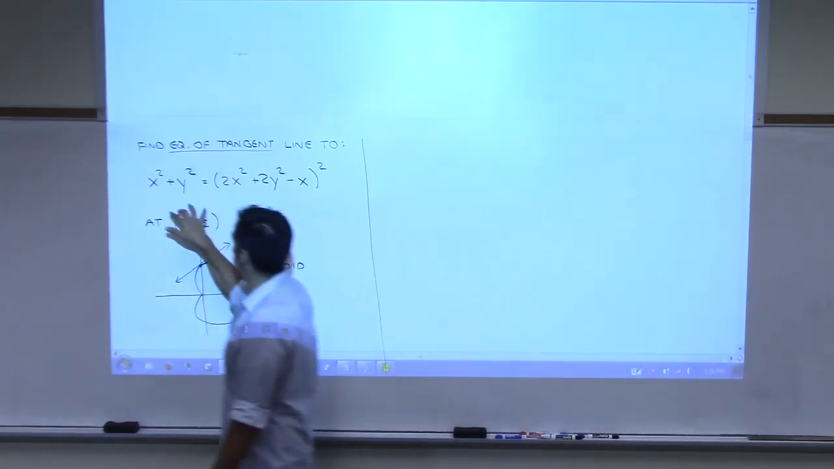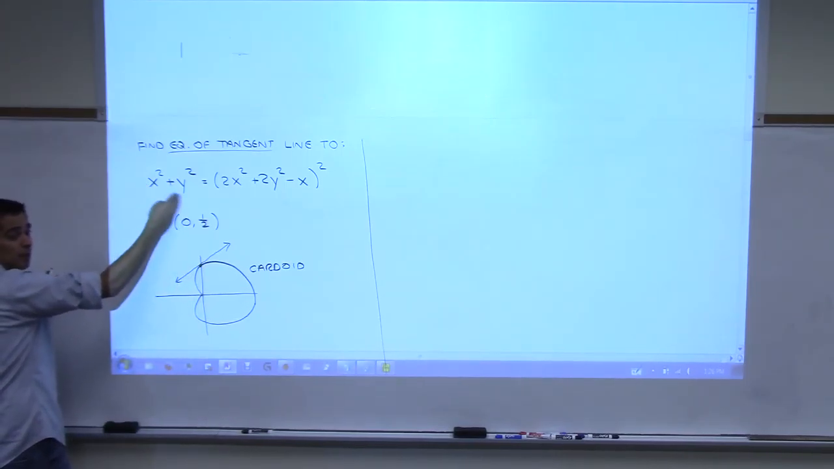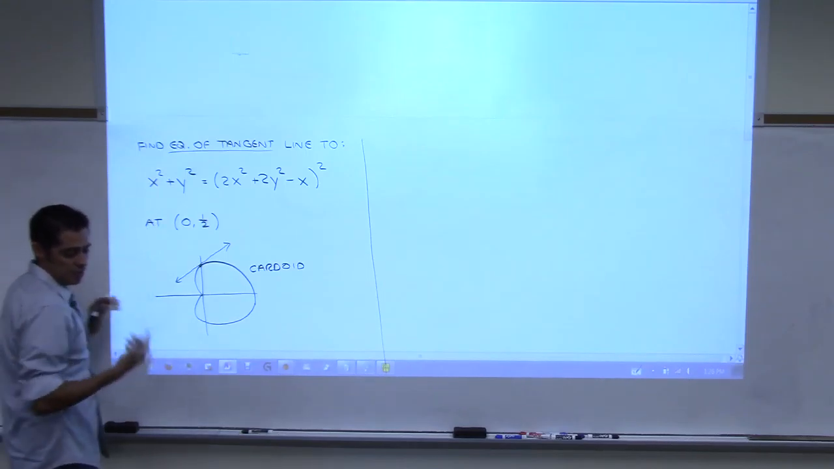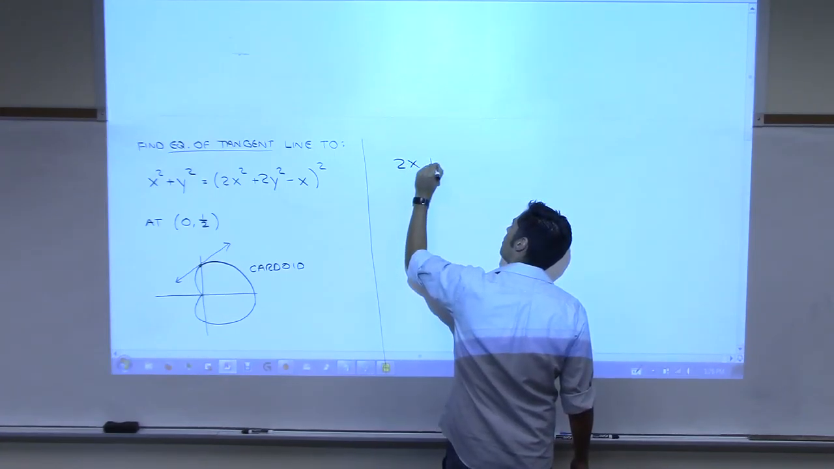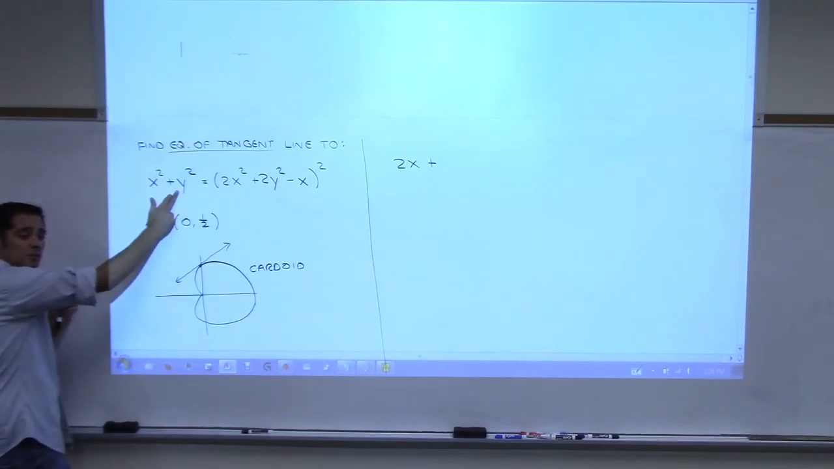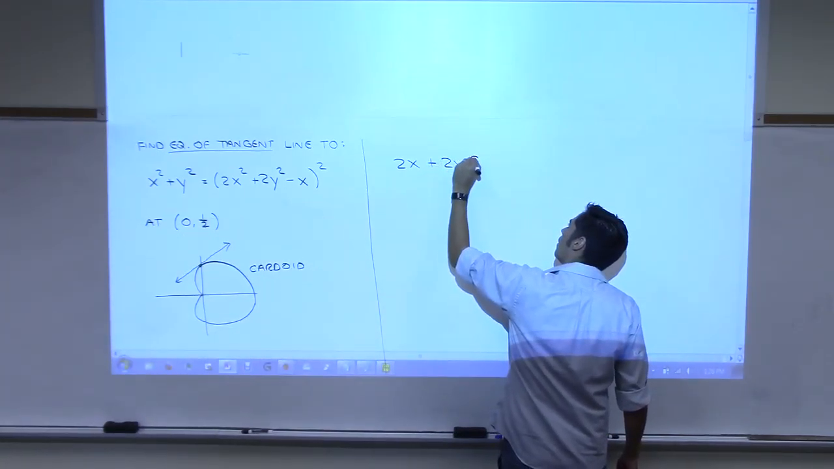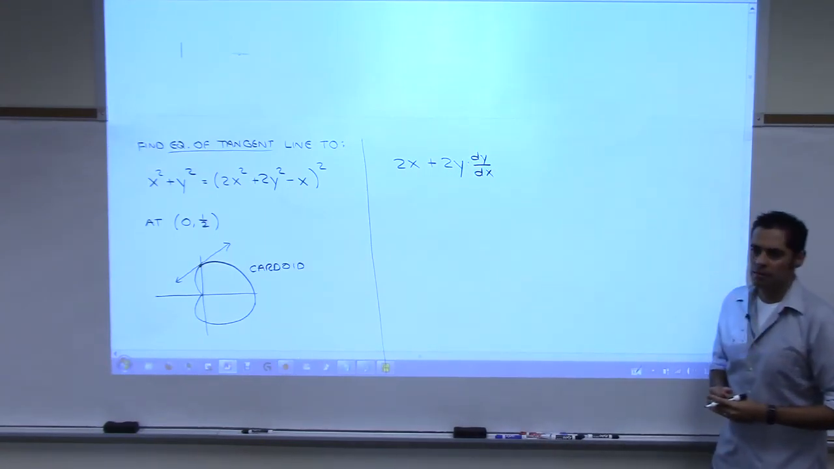What is the derivative of the left side? So what are you going to do? 2x. Separately, right? So derivative of x squared with respect to x is just 2x, right? Plus, now this is the one you have to be careful with. What's the derivative of y squared with respect to x? 2y times dy/dx. Left side's done, right?